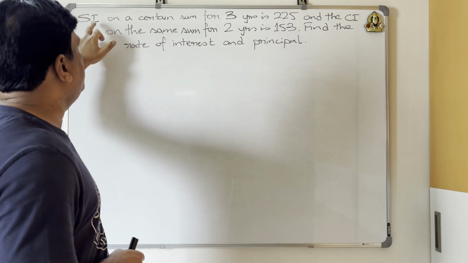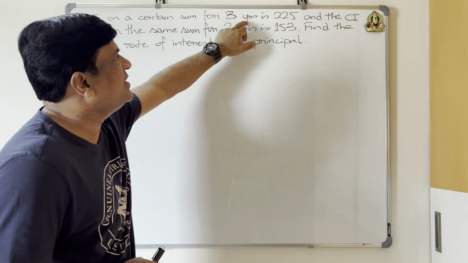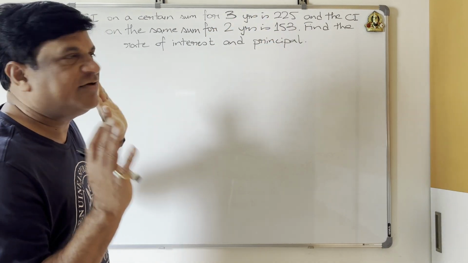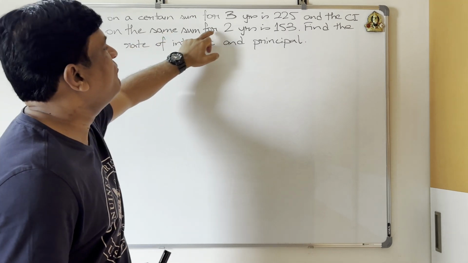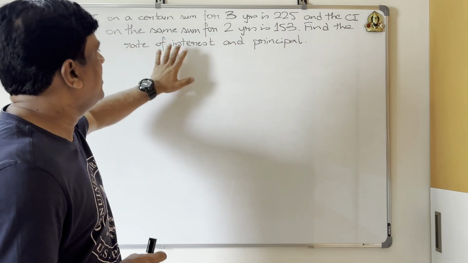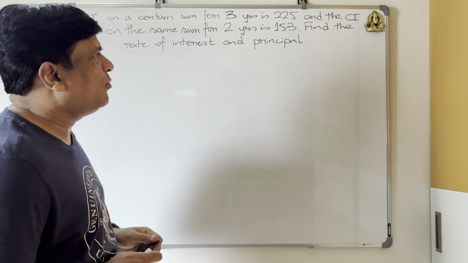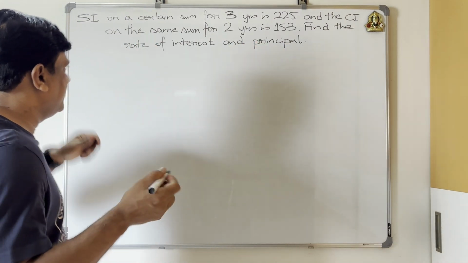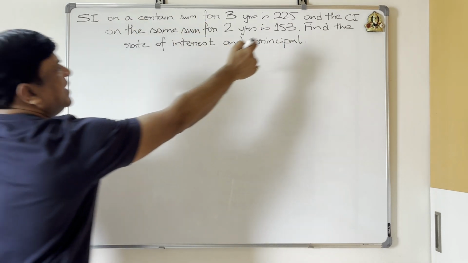If you read the problem, simple interest on a certain sum for 3 years is 225. They have given those details. And the compound interest on the same sum for 2 years is 153. They are asking you to calculate the rate of interest and principal. So what happens in these kinds of problems is that you go step by step. The first bit is you need to find the simple interest on the first part.